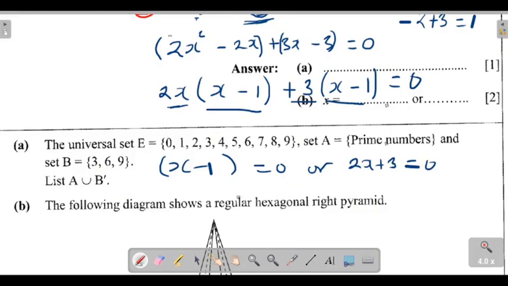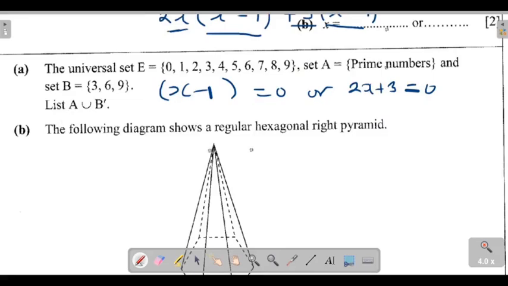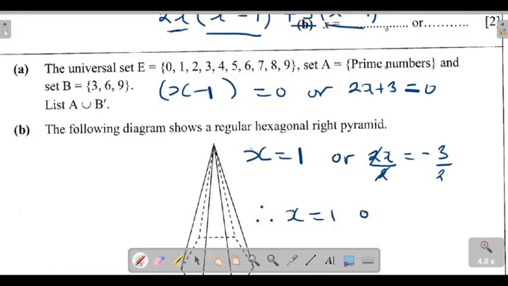From there, you just say x is equal to 1, because the negative 1 goes to the right side where 0 is. Or for this one, 2x is equal to negative 3. So just divide by 2 on both sides. These 2s will cancel, meaning your final answer is x is equal to 1, or x is equal to negative 3 over 2. So these are the answers.